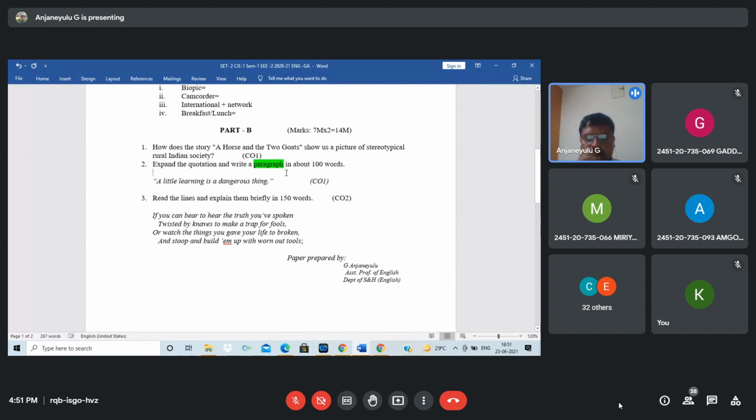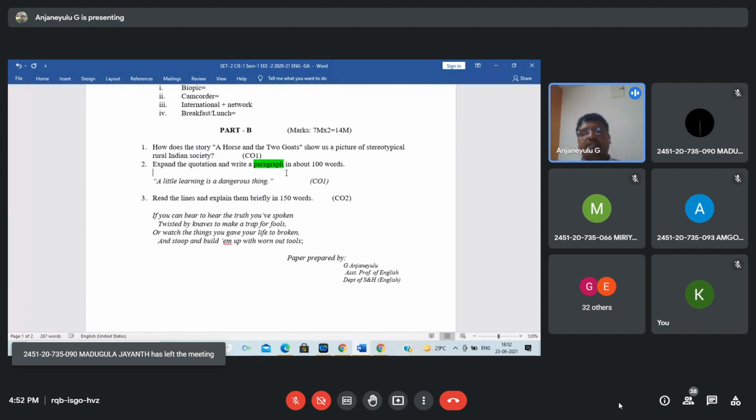This is related to the second unit. There is a title in the second unit, paragraph writing. How do you make a paragraph? How do you draft a paragraph based on one statement, one quotation? For example, "A little learning is a dangerous thing." It's not to explain; you just make sense of how you paraphrase this quotation. You can also give an example of how a little learning is a dangerous thing.